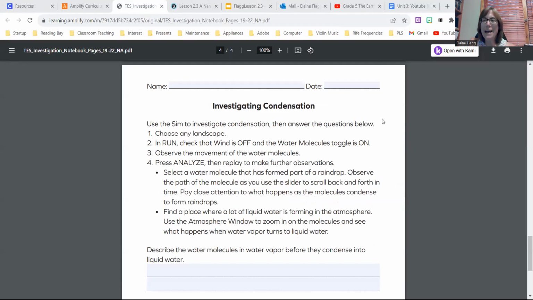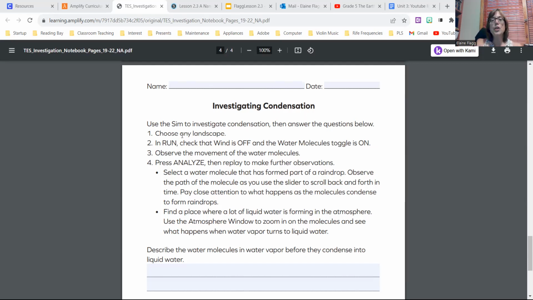Okay, welcome back. Remember, don't be stressed. Every time there's something new, don't worry. We're just going to do the best we can. So, investigating condensation. Would you please turn to page 22 in your investigation notebook? Okay, your goal is to use the sim to investigate condensation and then answer the questions.